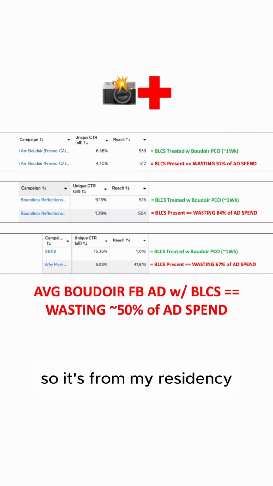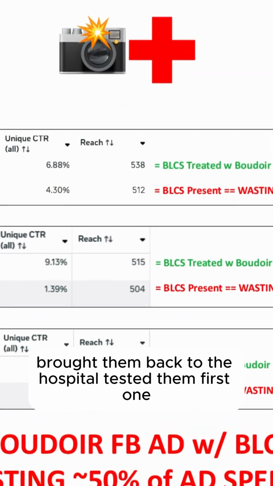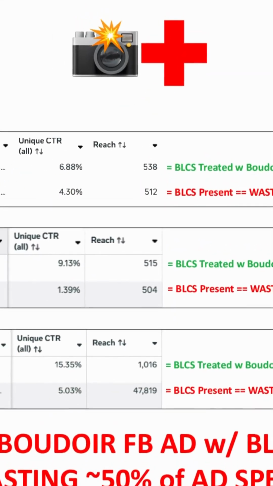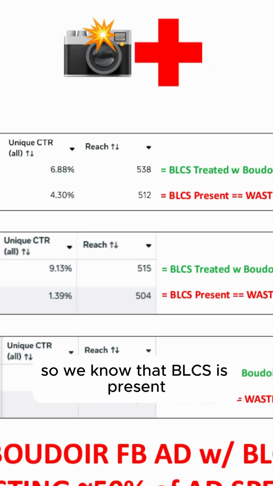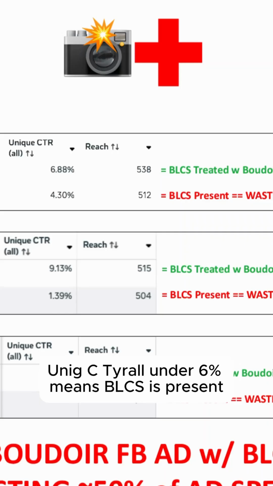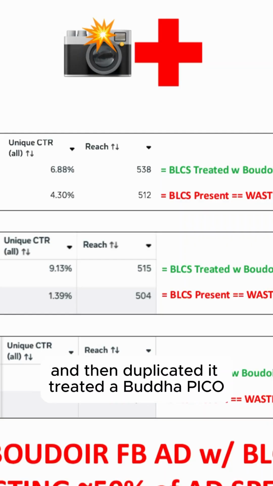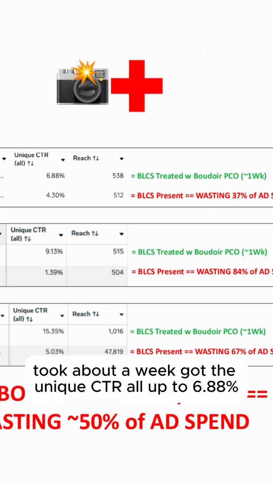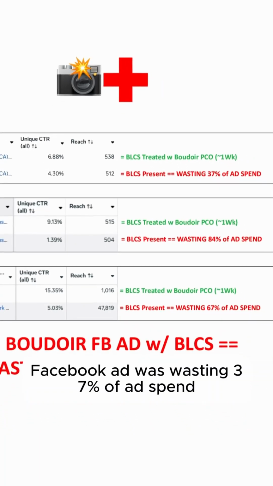So this is from my residency. I found some Boudoir Facebook ads out there, brought them back to the hospital, and tested them. The first one, we found the unique CTR was 4.3%. So we know that BLCS is present, since a unique CTR under 6% means BLCS is present. Then we duplicated it, treated it with Boudoir Pico, which took about a week, and got the unique CTR up to 6.88%. So we found out the original Boudoir Facebook ad was wasting 37% of ad spend.